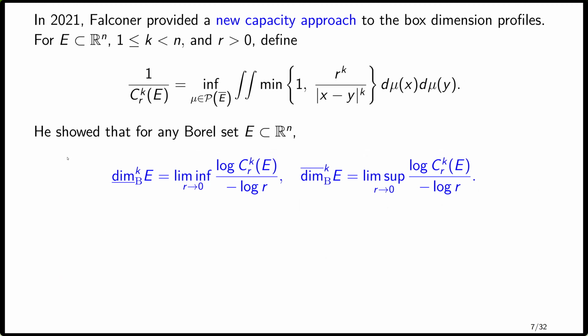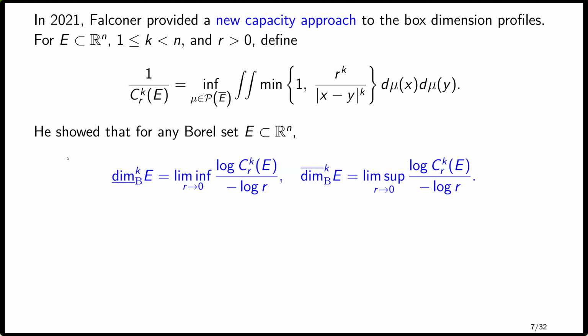That is, given a Borel set E, a general set, and let k be strictly less than n, since we need to consider projection onto a k-dimensional subspace, and given a value r greater than 0, we define 1 over C_r^k(E), where r appears here, and k, since we project to k-dimensional, it will be to the power k, and the infimum of mu over mu, a probability measure supported on the closure of set E.